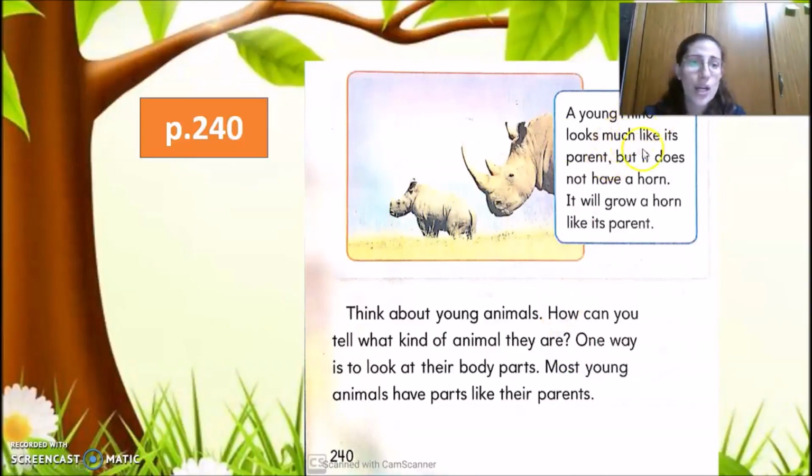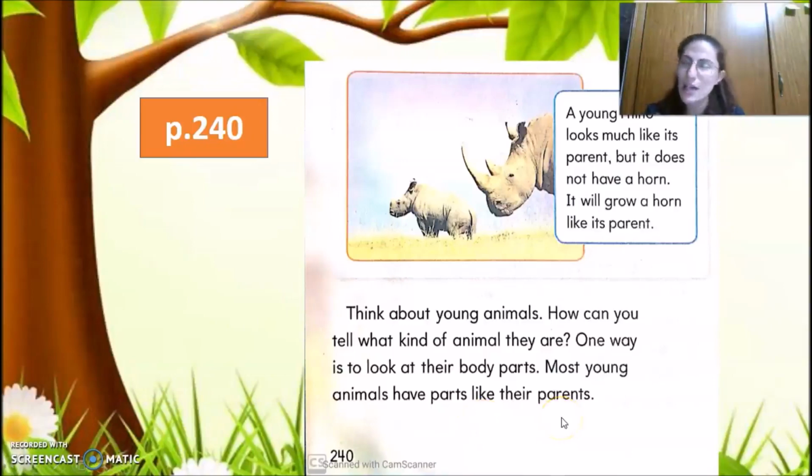A young rhino looks much like its parent, but it does not have a horn. It will grow a horn like its parent. Think about young animals. How can you tell what kind of animal they are? One way is to look at their body parts. Most young animals have parts like their parents.